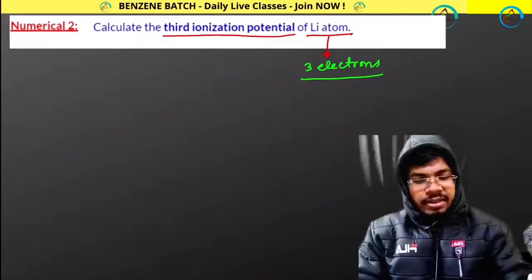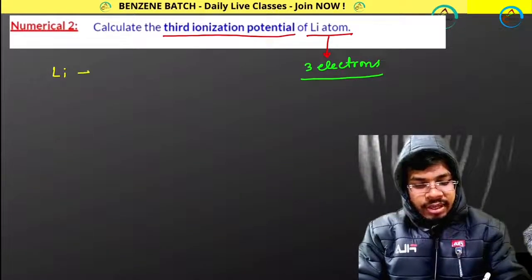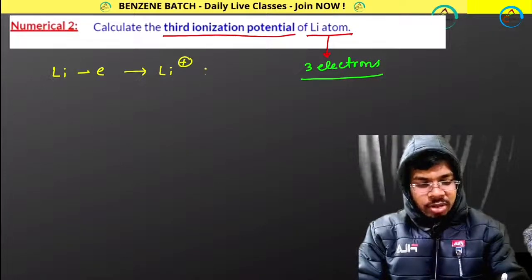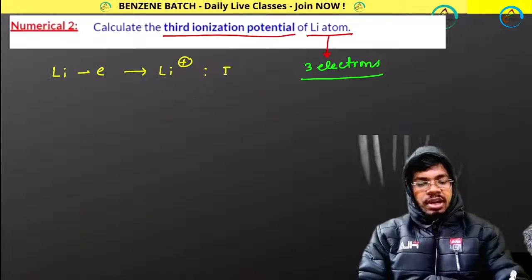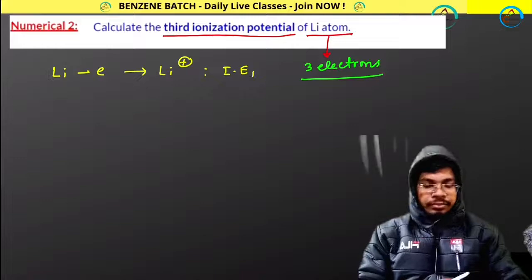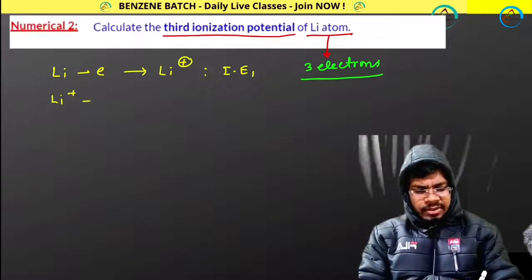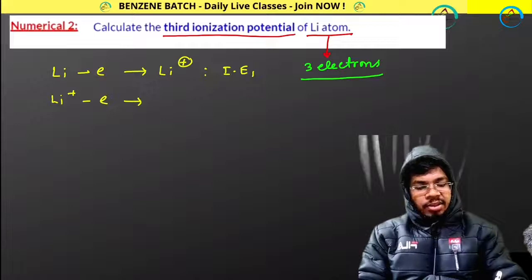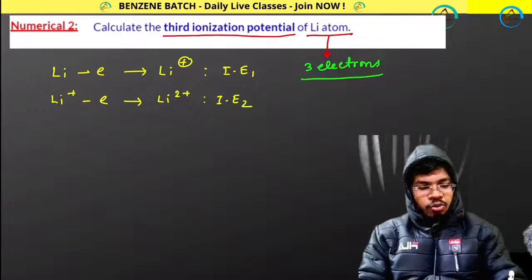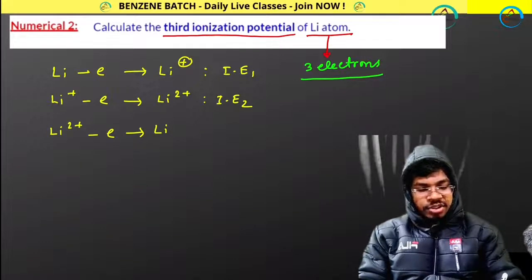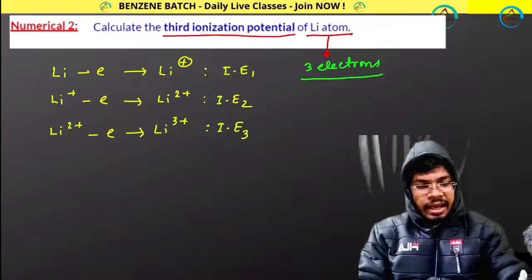What does that mean? Suppose lithium releases 1 electron from its gaseous state and gives you lithium plus. Whatever energy you incorporate for that is called the first ionization potential, IE1. Then from lithium plus you send another electron to infinity, that is the second ionization potential, to make lithium 2 plus, IE2. From lithium 2 plus, whenever you send another electron to infinity, you have to add ionization energy 3 to make lithium 3 plus. And here we are talking about only this.